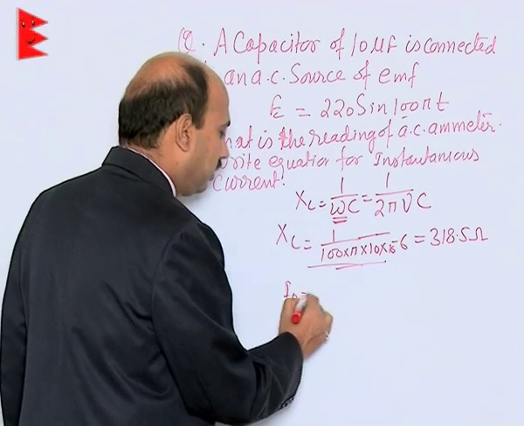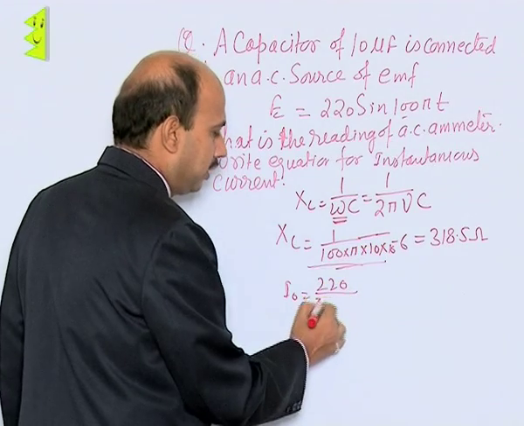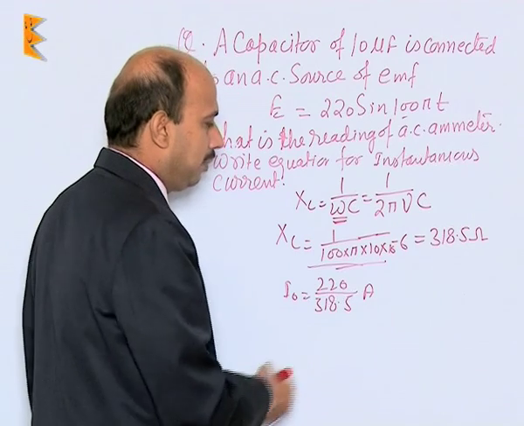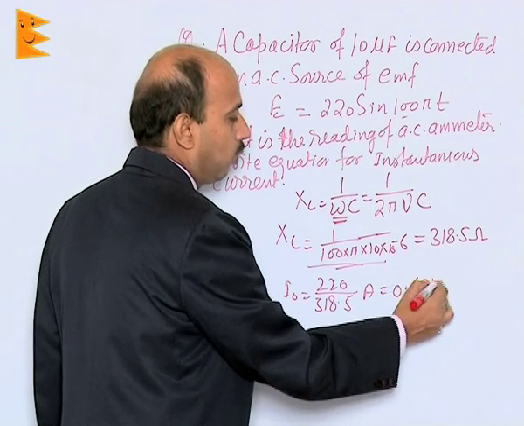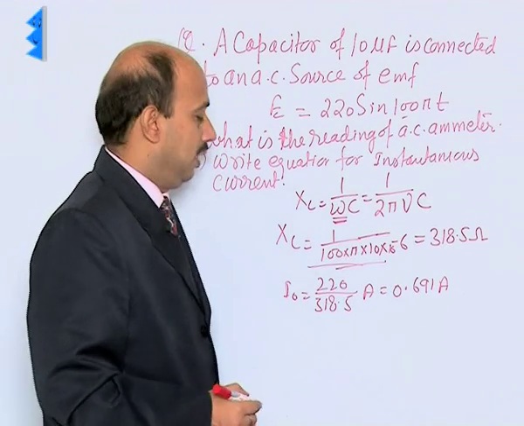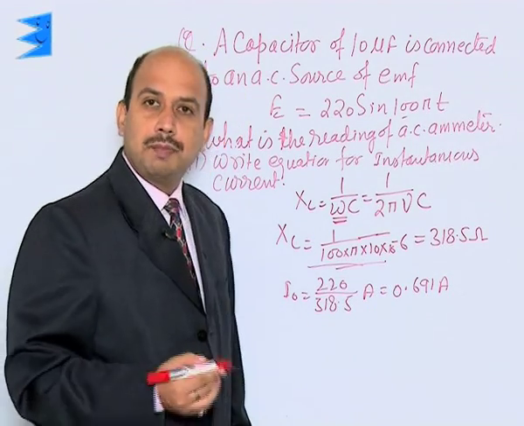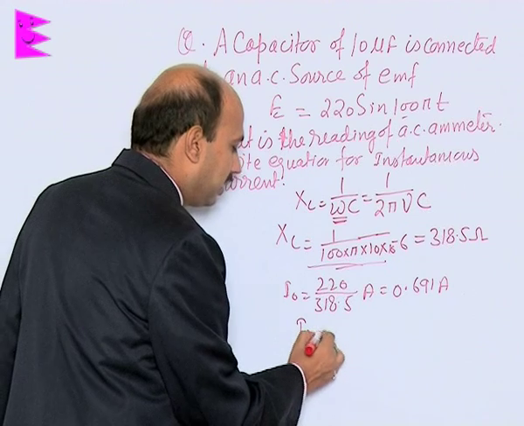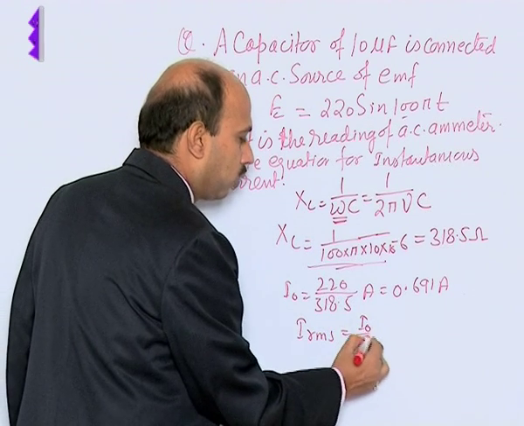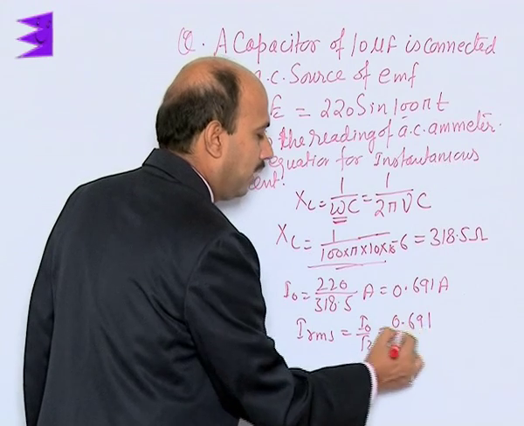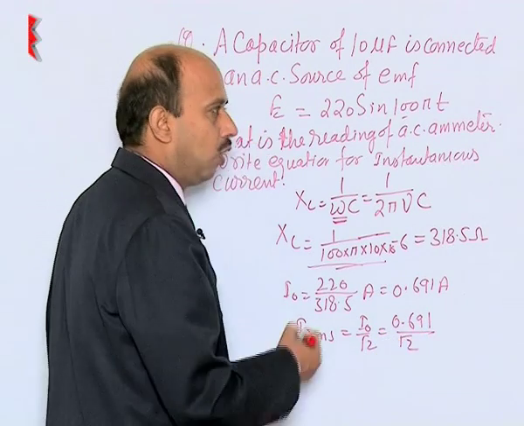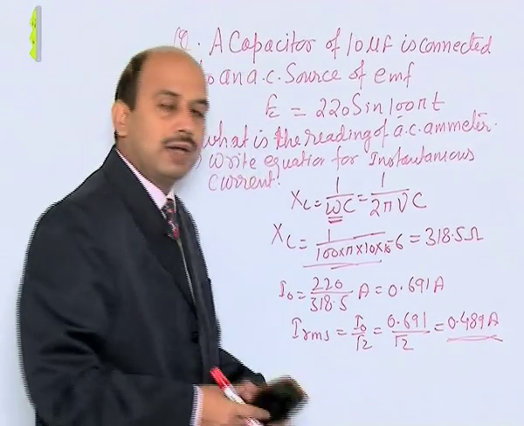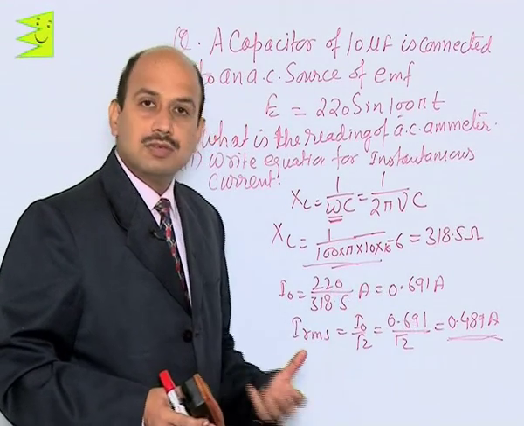We have already been given the peak value of EMF. So, we can write I naught is equal to 220 divided by 318.5 ampere. And we can calculate it and it will be approximately 0.691 ampere. If we know the maximum current, that is the peak value of current, we can calculate the effective value of current, that is IRMS. So, IRMS can be written as I naught upon root 2. So, that is 0.691 divided by root 2, and when you solve it, you will be getting around 0.489 ampere. So, this is the current shown by the ammeter connected in the capacitive circuit here.